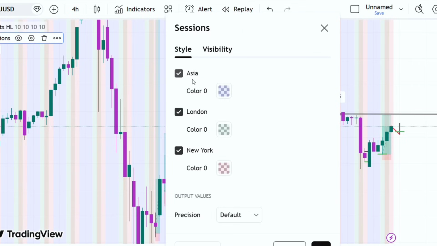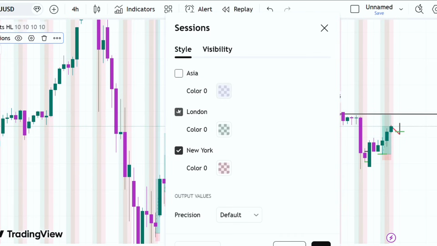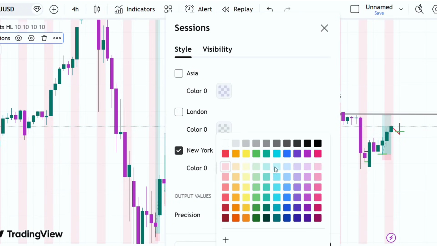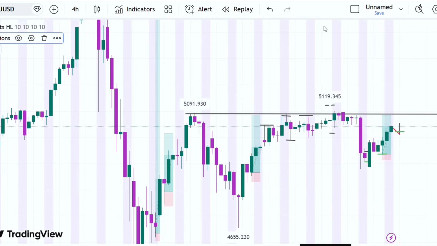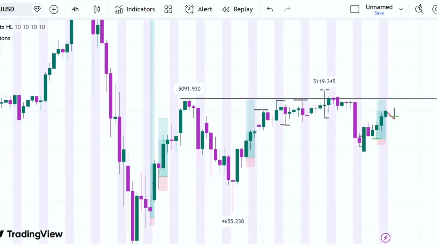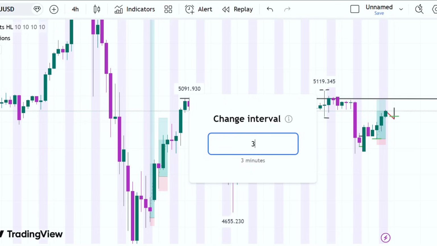The Asian section is represented in this color. You can turn it off to see what it looks like. You turn off the London section. You can equally change the color of any of those. Let's assume you want to find out the volume because you want to trade with ICC concept when there is more volume in the market, right? Okay, let's even make this wider.